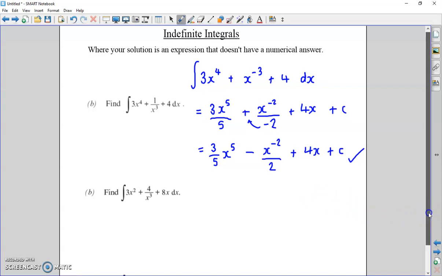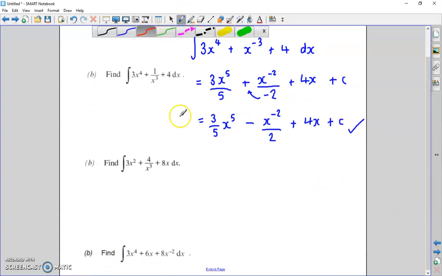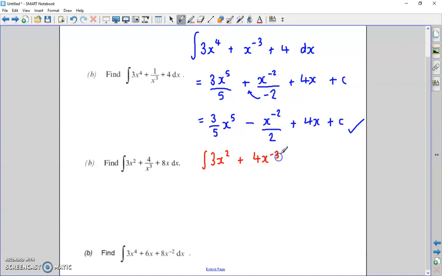For that one anyway. If we move down to another one here, look. Change the colour. Again, it's got to be in index form before we start. So 3x squared. We've got x cubed on the bottom, so that goes to minus 3, plus 8x dx. And then one term at a time, raise the power and divide. That's a nice one because those 3s will cancel out in a minute. Raise the power and divide. It goes to minus 2 over minus 2. This one at the minute is a power of 1, so it's going to go x squared over 2, plus c.